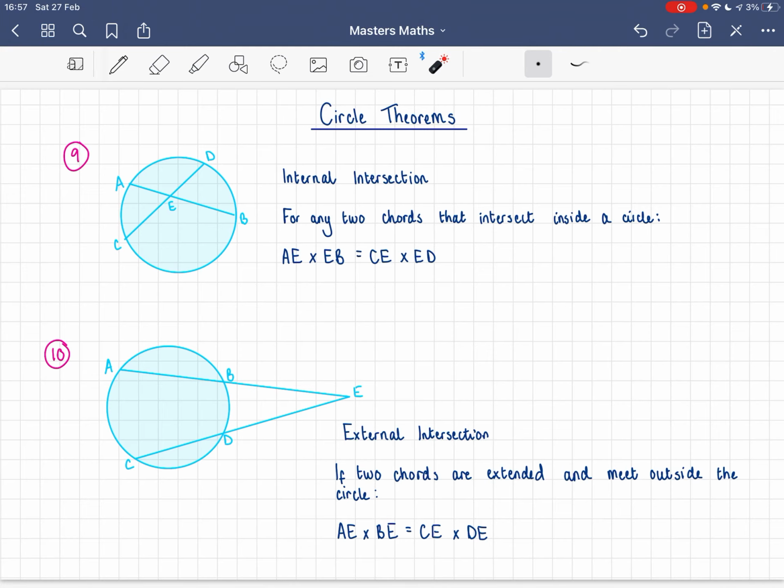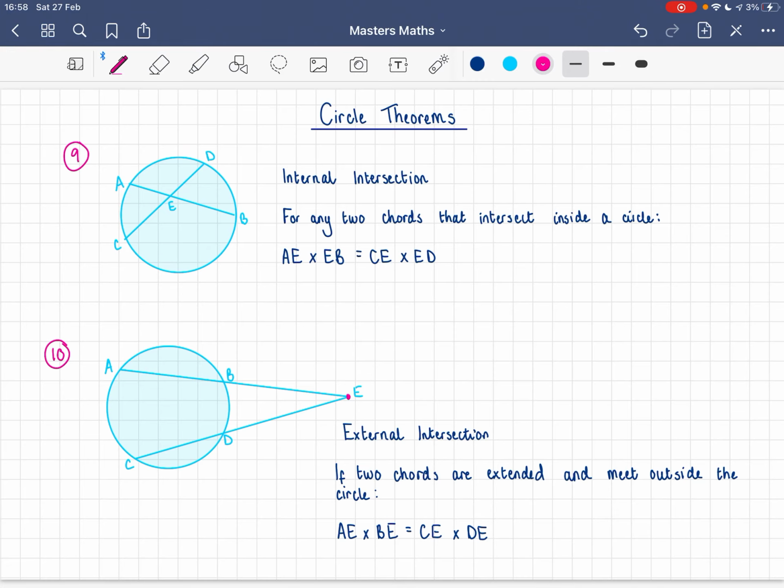So if we take the two chords and we extend them outside of the circle, eventually they will cross at this point E. And very similarly to the last one, we are looking at different parts of that line multiplied together gives us the same as the other one. So this time we're going from A all the way to E times B to E. So each time we're going to the point where they're meeting outside of the circle.